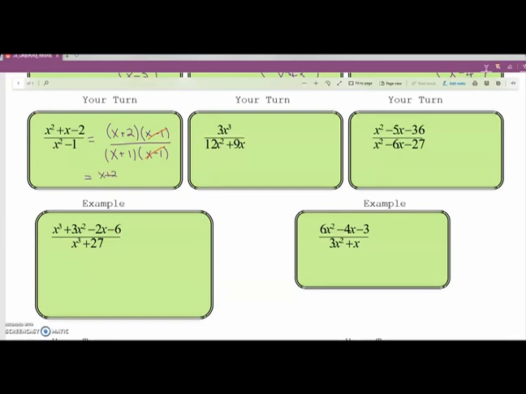Why are these called rational expressions? Because rational expressions have ratios, and ratios are fractions. These are all fractions. They're quotients.